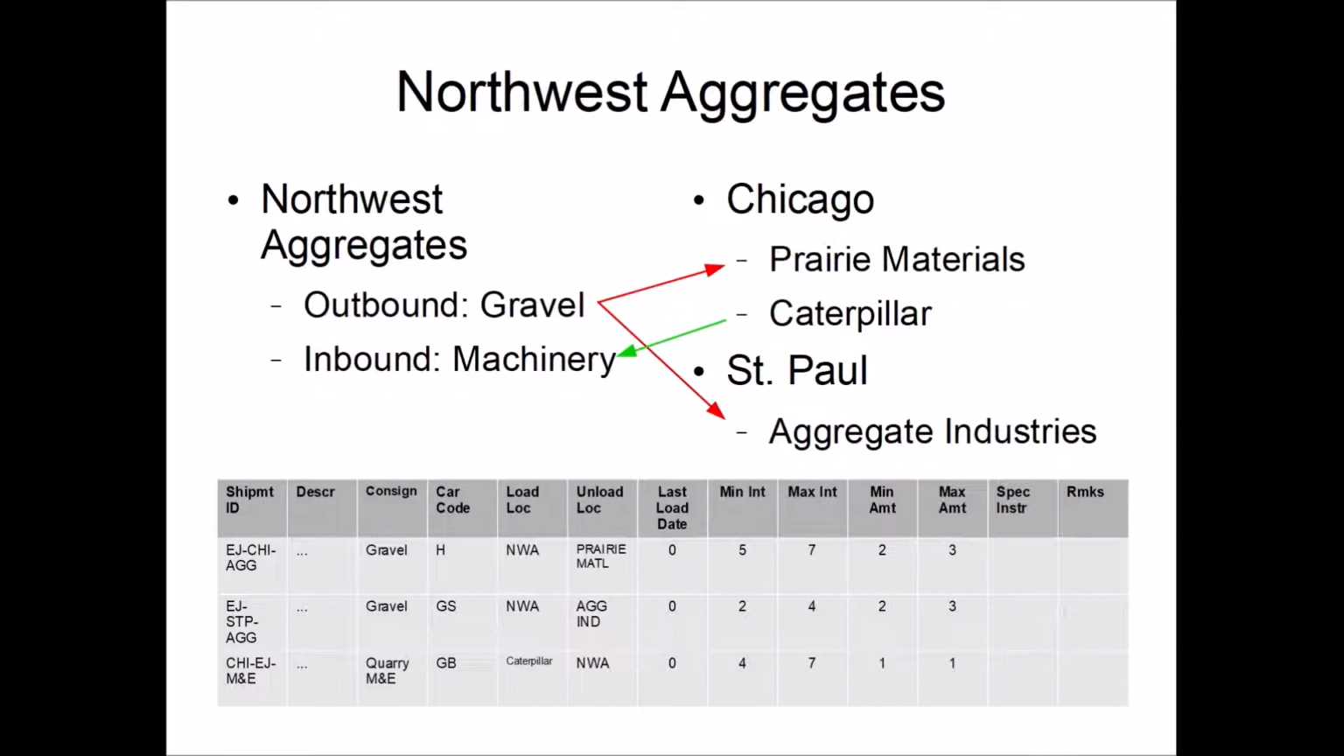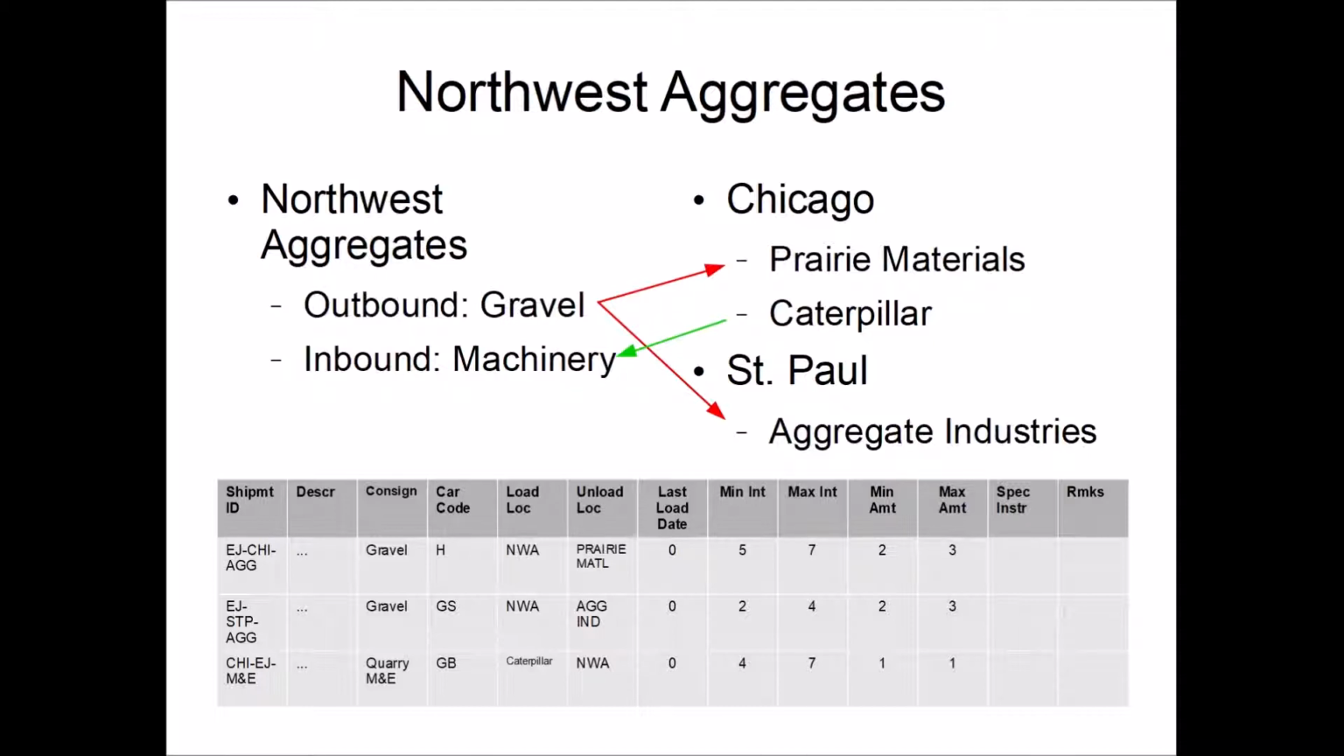So if you notice, I've assigned a shipment ID to each one of these, and I used EJ as the first part, and then CHI, and then AGG for the two aggregate shipments. That means it's coming from Emerald Junction to Chicago, and it's shipping aggregate. The machinery shipment from Chicago was CHI to EJ, and it's M&E for machinery and equipment. The consignments are gravel for the outbound shipments and quarry machinery and equipment for the inbound shipment.